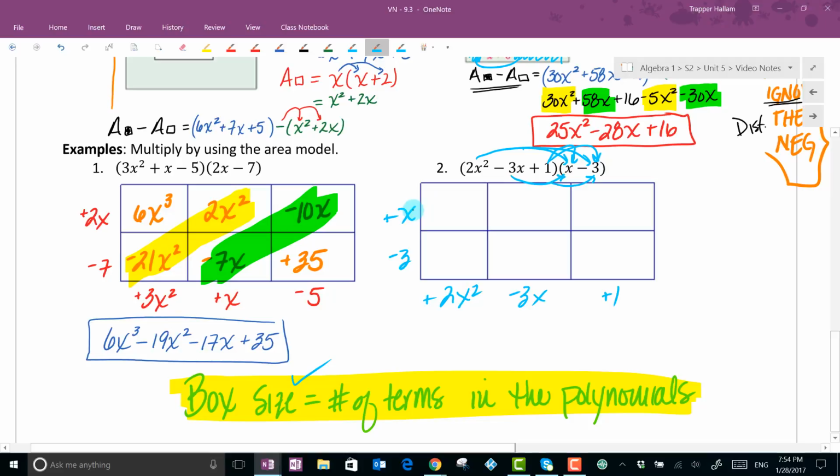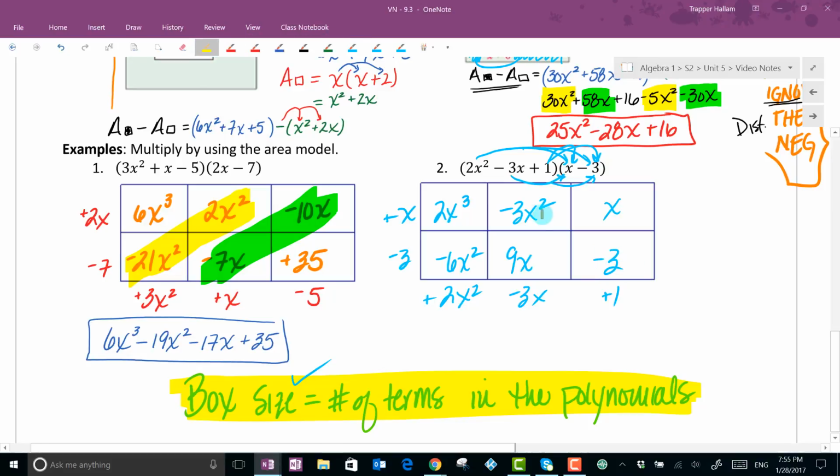So I'm going to start here at the top. X times 2x squared is going to give me 2x cubed. Negative 3 times 2x squared is going to give me negative 6x squared. X times negative 3x is going to give me negative 3x squared. Negative 3 times negative 3x is where they intersect here. I'm going to get a positive 9x because those two negatives turn into a positive. X times 1 is just x, and negative 3 times 1 is just negative 3.